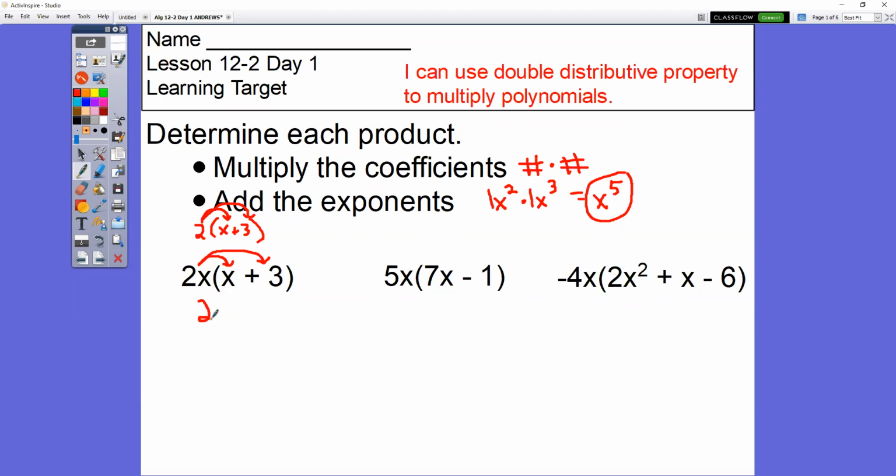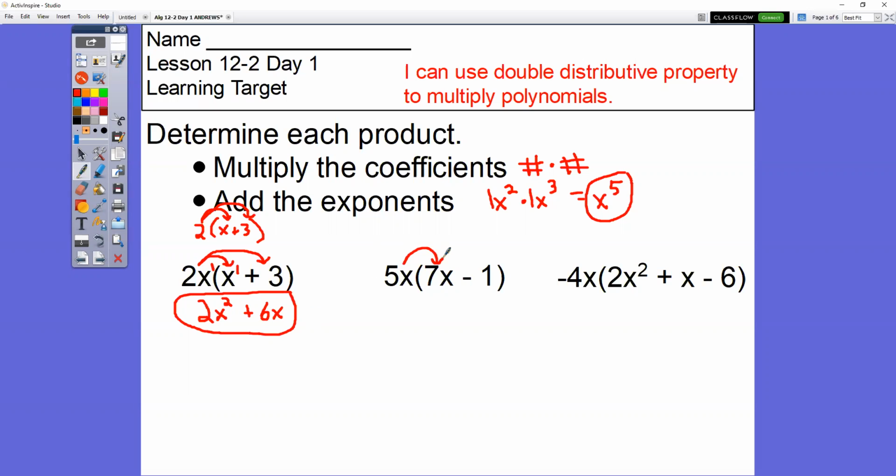2x times x is 2x squared. Now, why is it x squared? Remember, this is really x to the first and x to the first. So we have to add our exponents when we multiply. 2x times 3 is 6x. And that's our answer. We cannot add together the 2x squared and the x. You can only add together things that have the same exponents. All right, you can only add together things that have the same exponents.